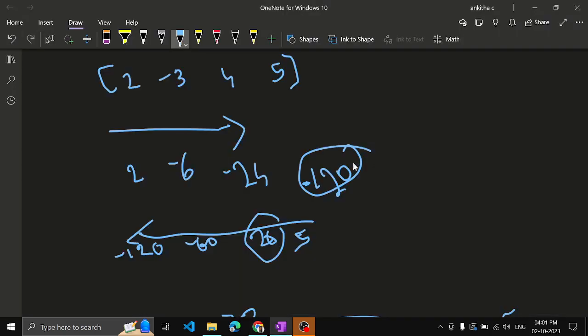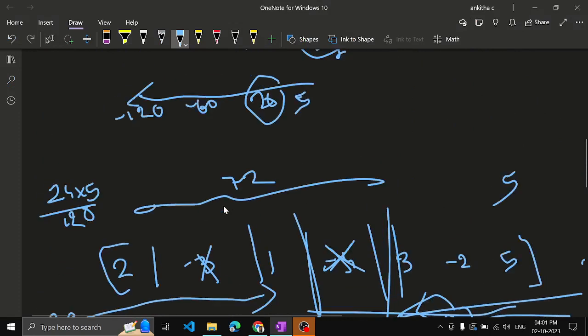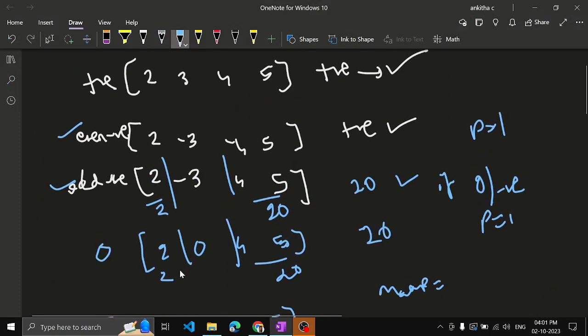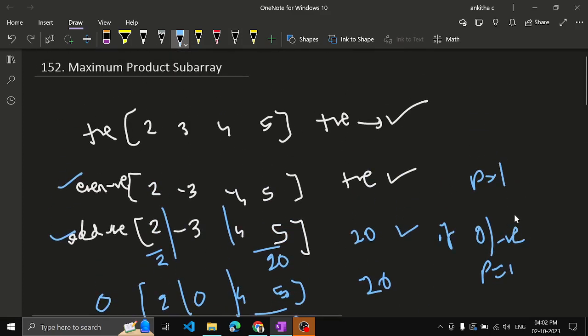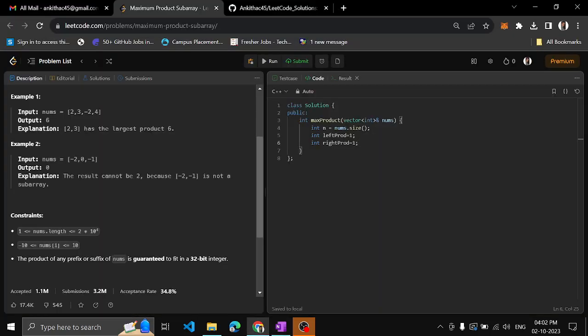And then how do we handle, what if you do the left product and right product and you find 0? If you do left product in this case, it will fetch 0 here, 2 into 0, 0, everything will be 0. Again 5 into 4, 20, 20 into 0, 0. So how do you handle this? For that, simple case as I said before, if you find product equal to 0, just reinitialize it to 1. That's it, nothing else.